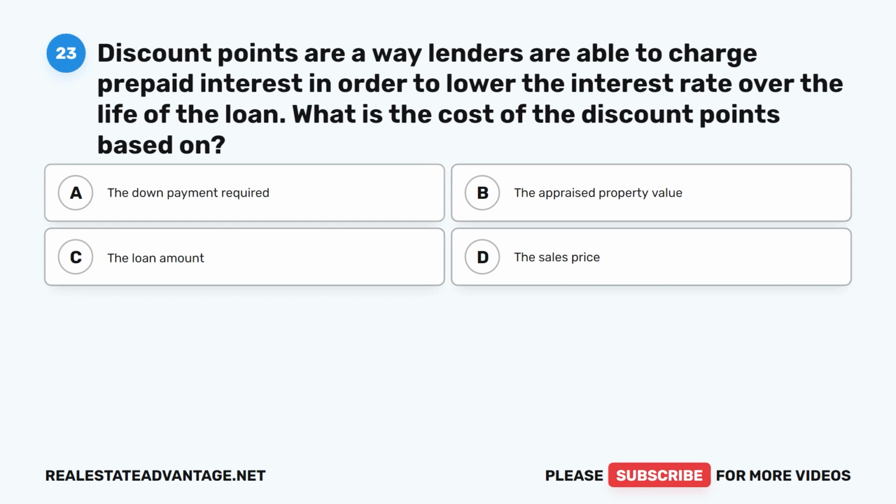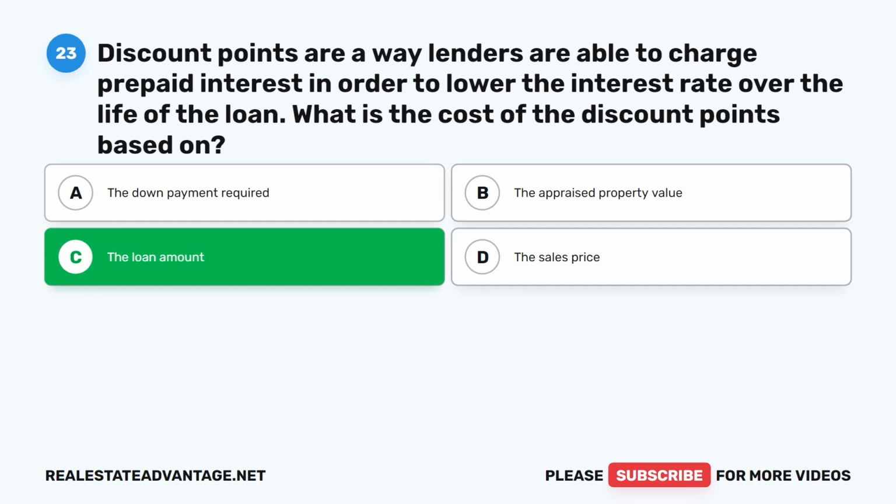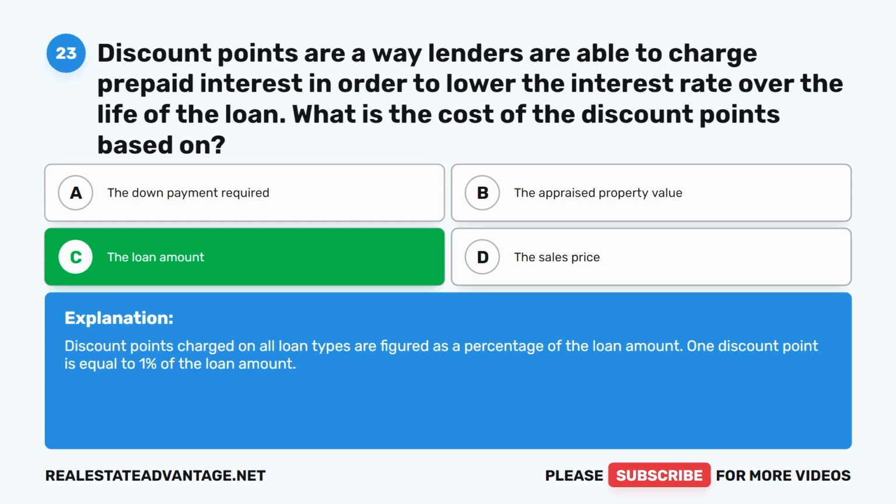Question 23. Discount points are a way lenders are able to charge prepaid interest in order to lower the interest rate over the life of the loan. What is the cost of the discount points based on? A. The down payment required. B. The appraised property value. C. The loan amount. D. The sales price. The correct answer is C. The loan amount. Discount points charged on all loan types are figured as a percentage of the loan amount. 1 discount point is equal to 1% of the loan amount.